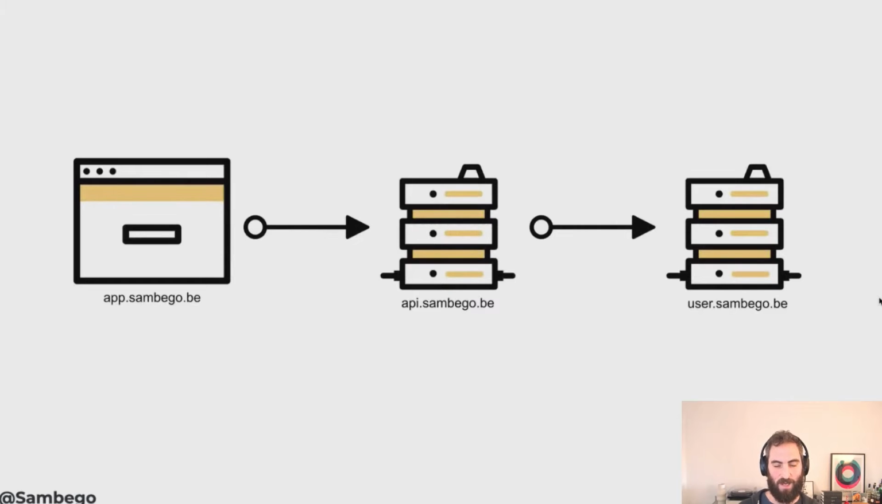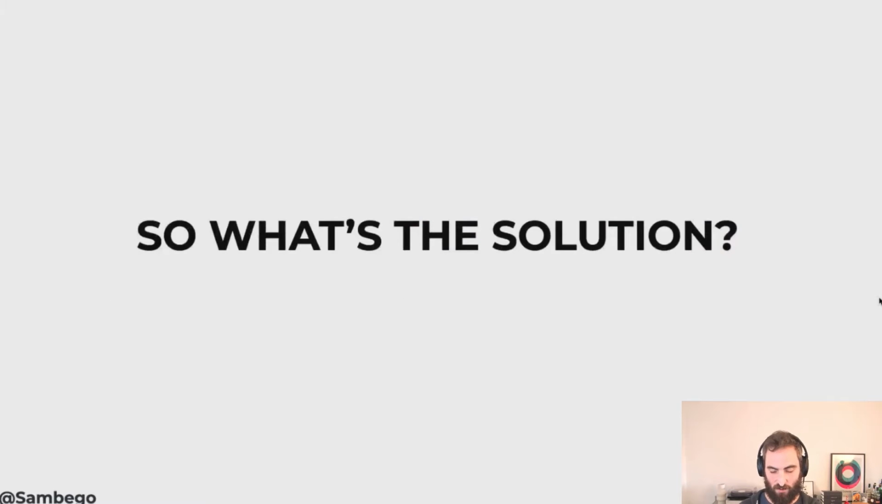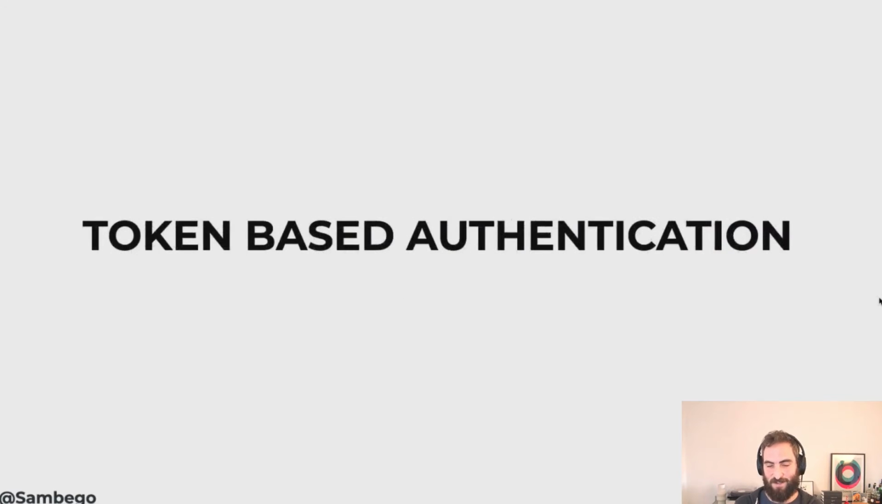For example, if your main API wants to query some user data from another authorization server, in theory, it's not possible to do this with a cookie just because a cookie is issued by the first domain and cannot be used by the second domain. So what's the solution? Maybe it's token-based authentication. We'll see what this is by the end of this talk.